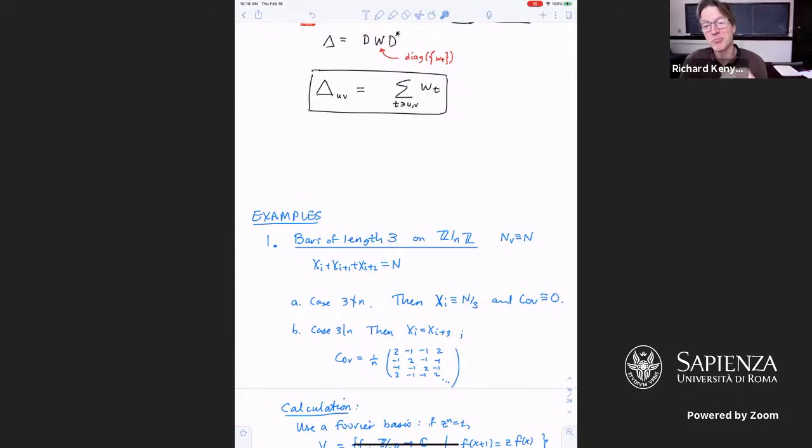The examples are going to build up in complexity. So let's start with an easy example on Z/nZ, a cycle. The underlying graph is just going to be a cycle of length n, and I'm going to consider tiling it with bars of length 3. A tile is a sequence of 3 consecutive vertices around the cycle.